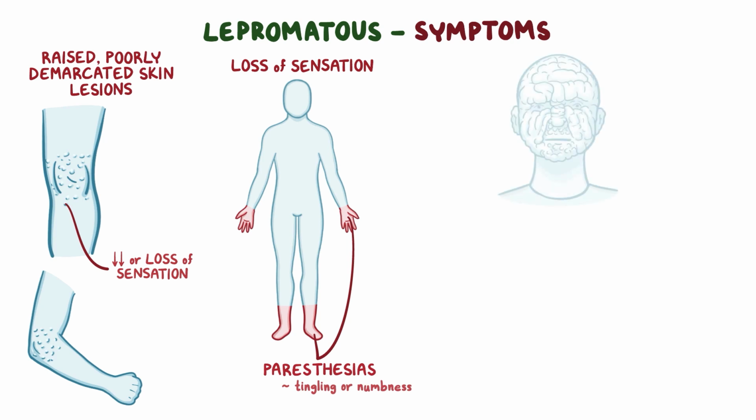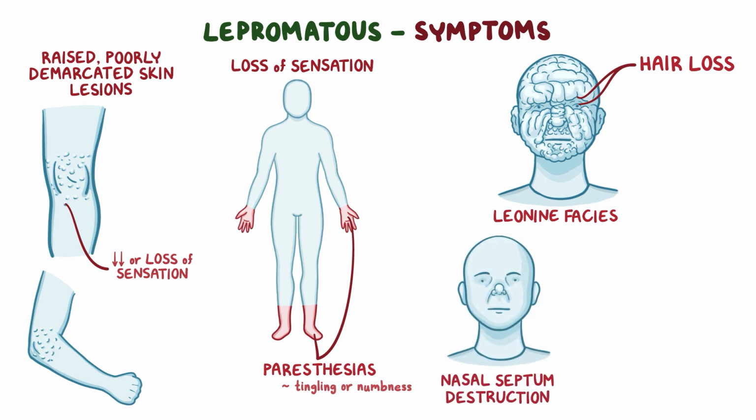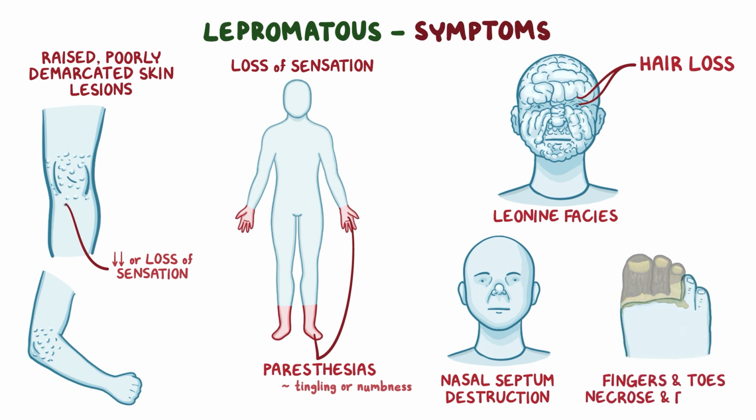lumps or swelling on the earlobes or face, which can result in a lion-like or leonine facies, and body hair loss, especially eyebrows and eyelashes. Worst case scenario, things progress towards gradual destruction of the extremities. So the nose might collapse due to nasal septum destruction, and fingers and toes might necrose and fall off. Yikes.